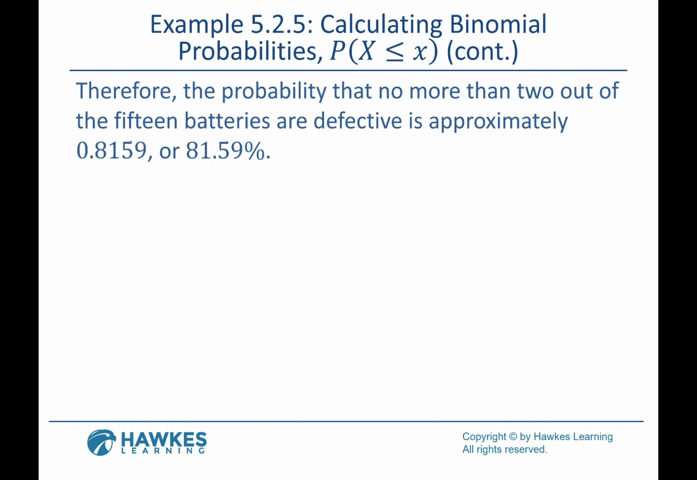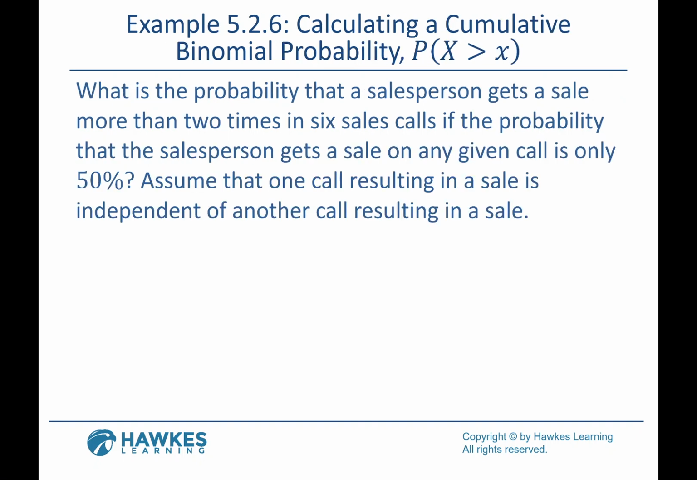Look at this one. This one says, what is the probability that a salesperson gets a sale more than 2 times in 6 sales calls, if the probability that the salesperson gets a sale on any given call is only 50%?